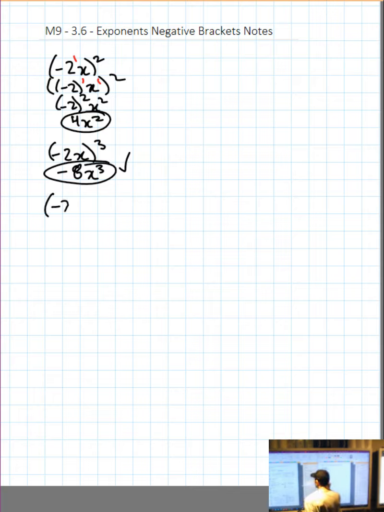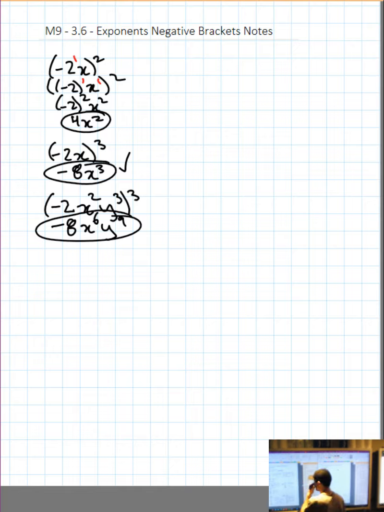Okay, negative 2x squared y cubed, all cubed. So, negative cubed is negative. 2 cubed is 8. x squared cubed is 2 times 3, multiplying the exponents, x to the 6. y cubed is y to the 9, multiplying the exponents. Circle our answer.